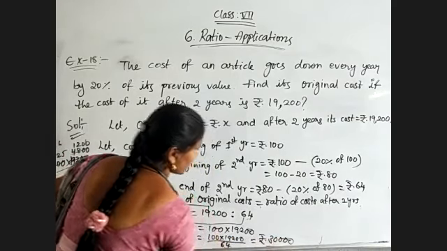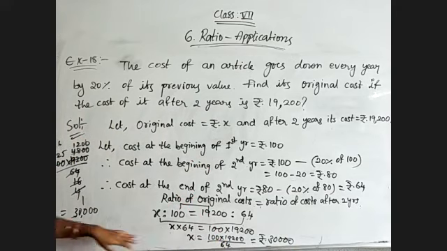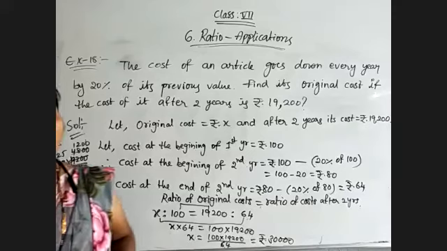30,000 rupees we got. This means the cost at the beginning is 30,000 rupees. And the remaining examples we will see in the next class.